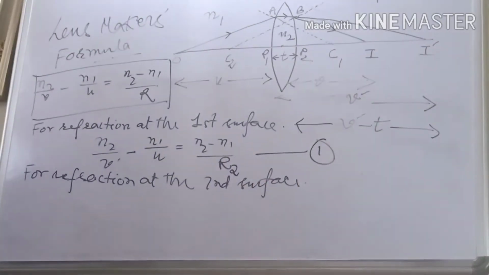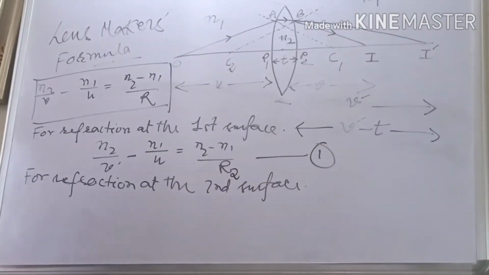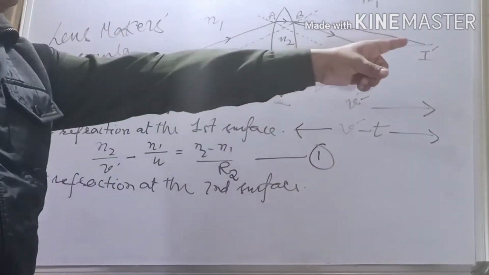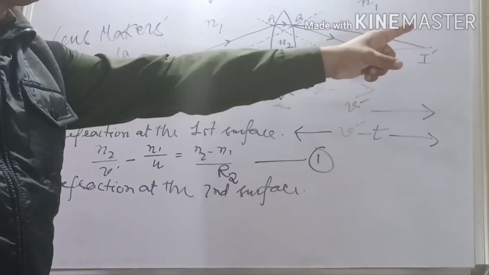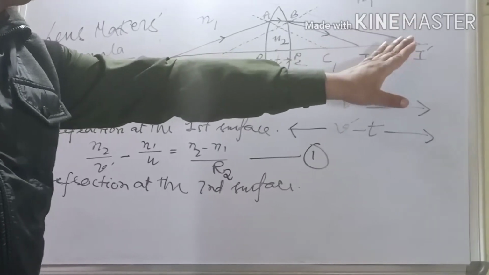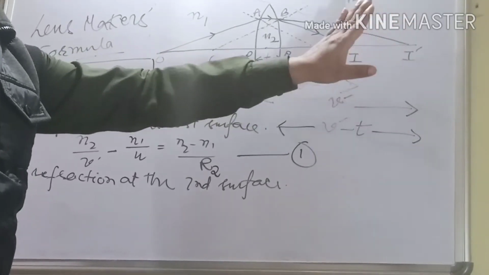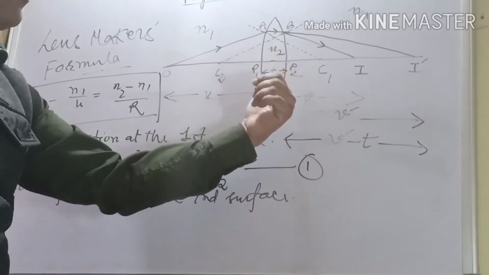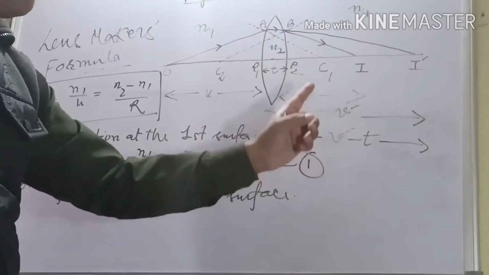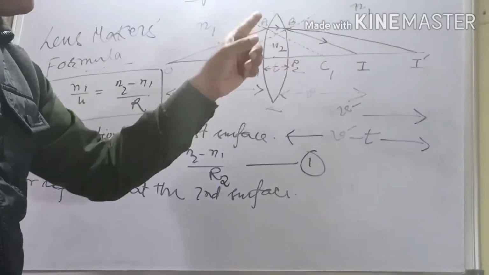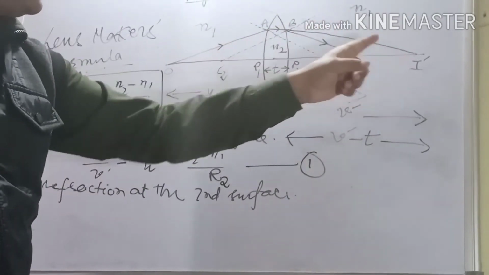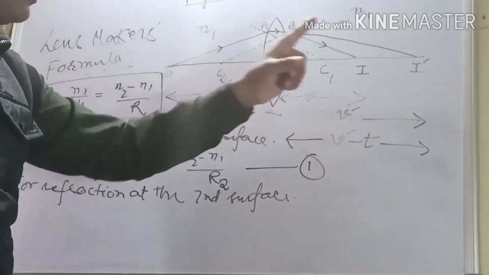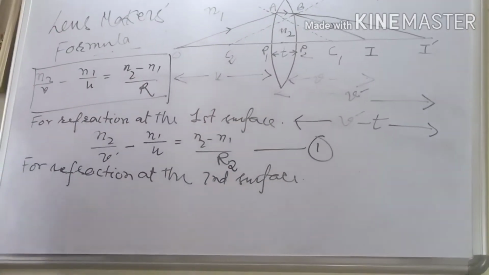For refraction at the second surface. Now here what I will do, this image which is supposed to be formed over here, I dash, this will be acting as the virtual object for the second surface. So what will be the object distance? The object distance will be from here to here, that is I dash to P1. Okay, so let's do.